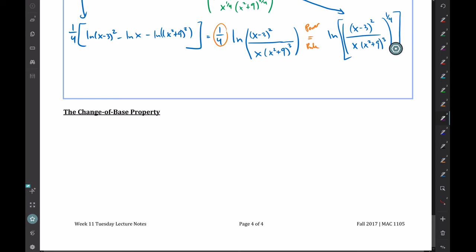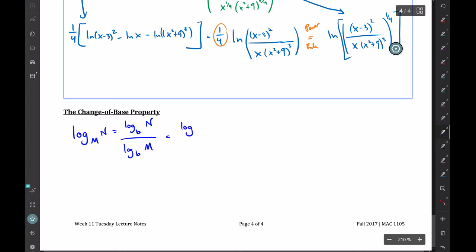Okay, so I touched on this before. I think I got ahead of myself, but it's the change of base property, and I'm going to write it slightly different this time. I'm going to write it as log base m of n is log base b of n over log base b of m, for any choice of b. The choices we typically use are log base 10 or log base e, which would be natural log.